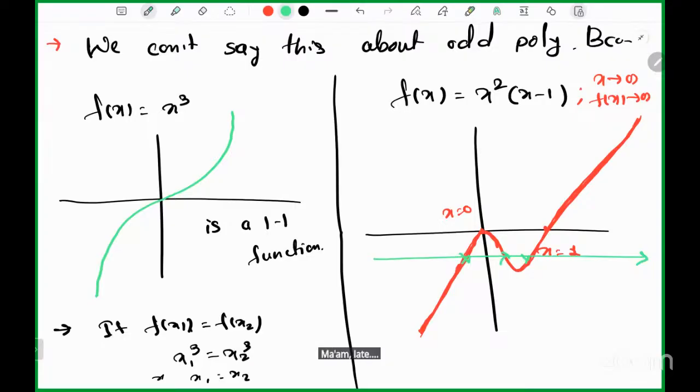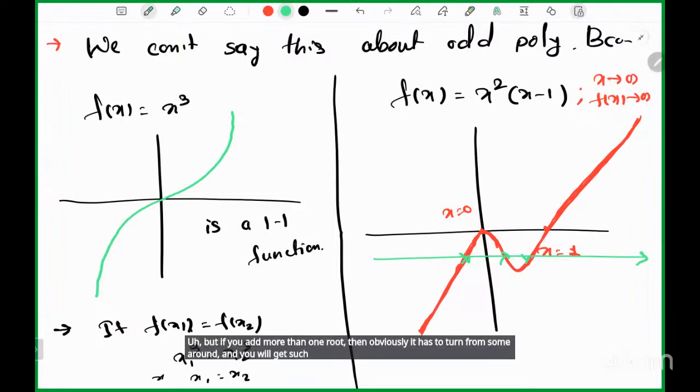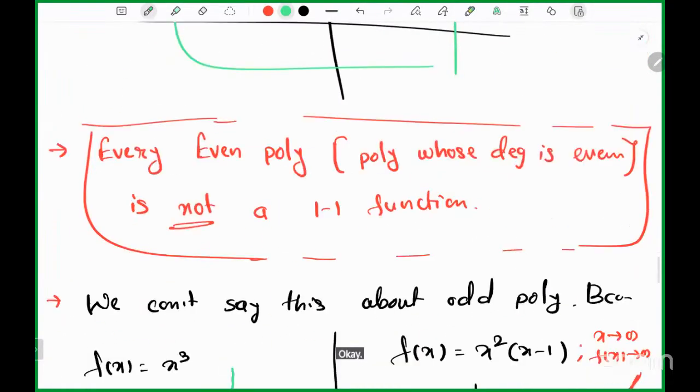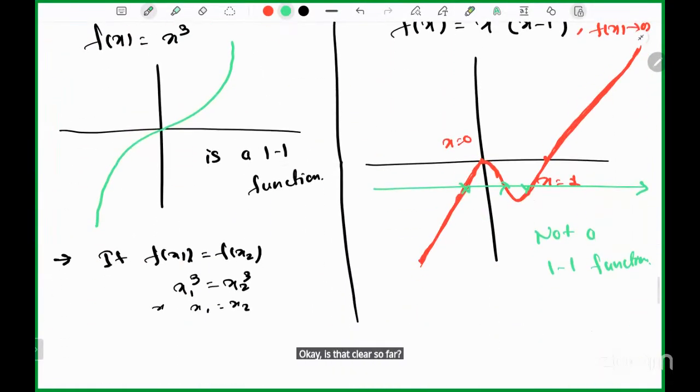Ma'am, it means if an odd polynomial has only one root, then it will be 1 to 1? Yeah, you can say that. If it has only one real root, then it can be a 1-1 function. But if it has more than one root, then obviously it has to turn around, and you will get such a loop type of structure, and then you can find a horizontal line intersecting more than once. So in this case, this is not a 1-1 function. Okay, is that clear so far? Fine.